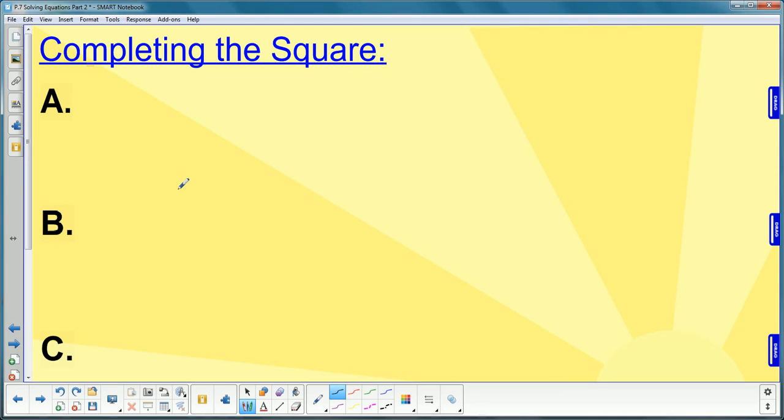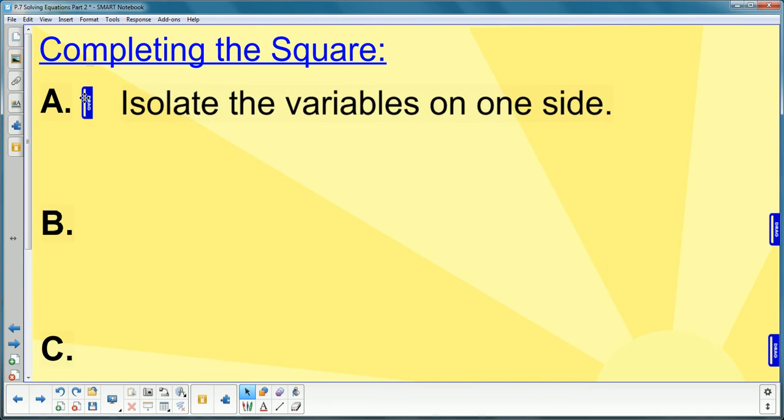Okay, completing the square then, so a little bit of notes here. The first thing we're going to need to do is isolate the variables on one side.